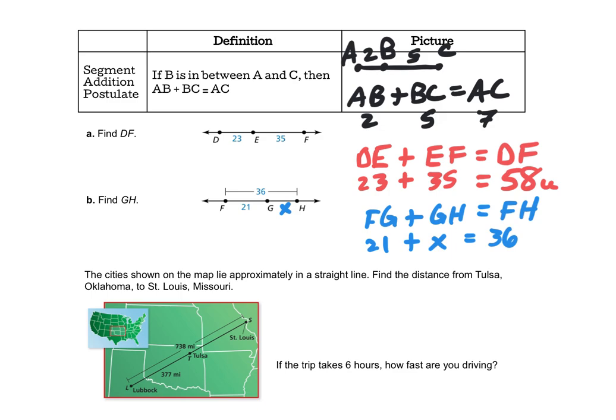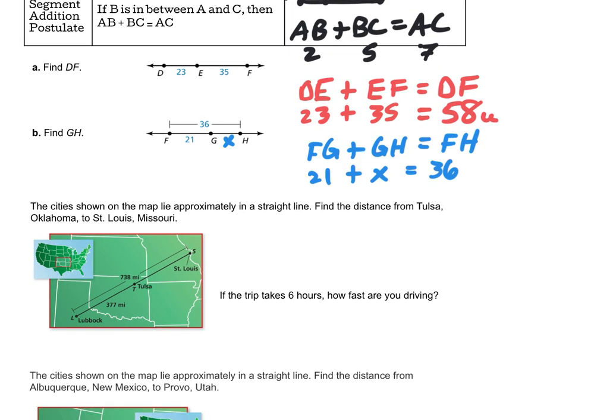What would I need to do here to get X all by itself? Subtract the 21, okay? And I know that some of you could probably do that without writing that equation out. I mean, some of you might say, well, it's kind of common sense that those two have to add together, so we just subtract it. But I think in some cases it's helpful to kind of see it written out. So we take 36 minus 21, and we get GH equals 15. And that would be my missing piece.